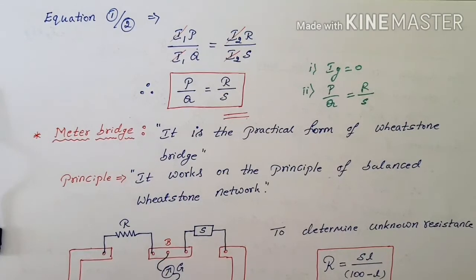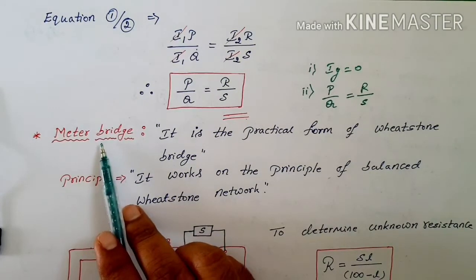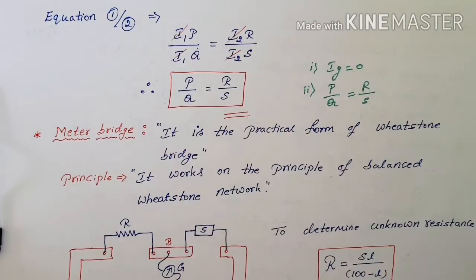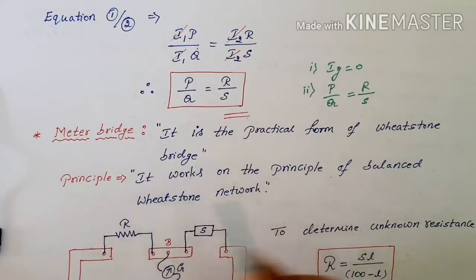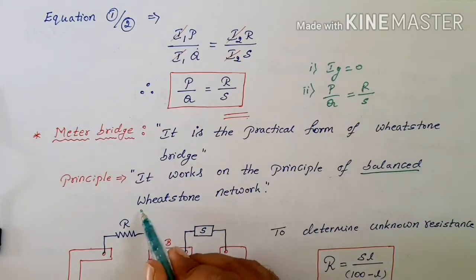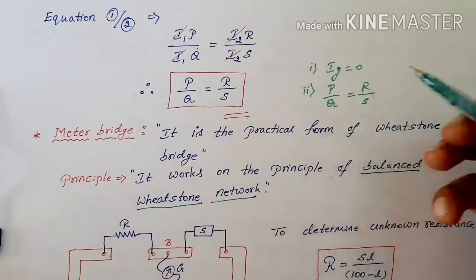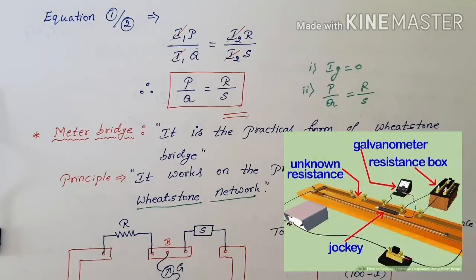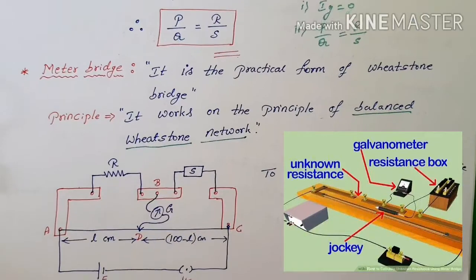As I said, the Wheatstone network's practical form is a meter bridge. So in practical form, we call it a meter bridge. It is used to find unknown resistances. It is a practical form of the Wheatstone bridge. It works on the principle of the balanced condition of the Wheatstone network. You will come to know how it works in practical. This is how we draw the diagram practically.